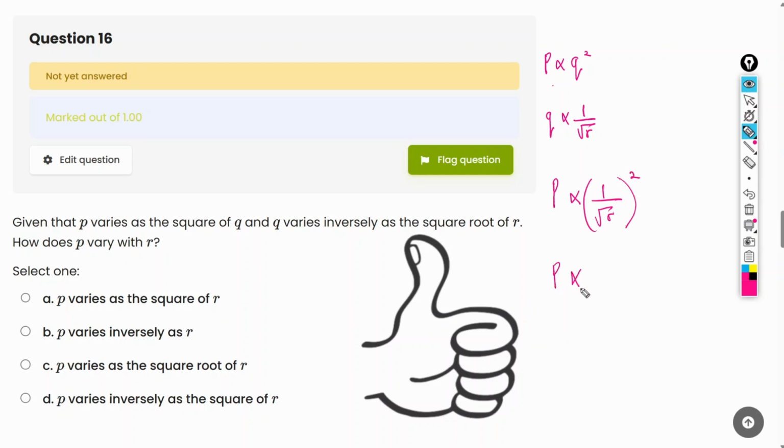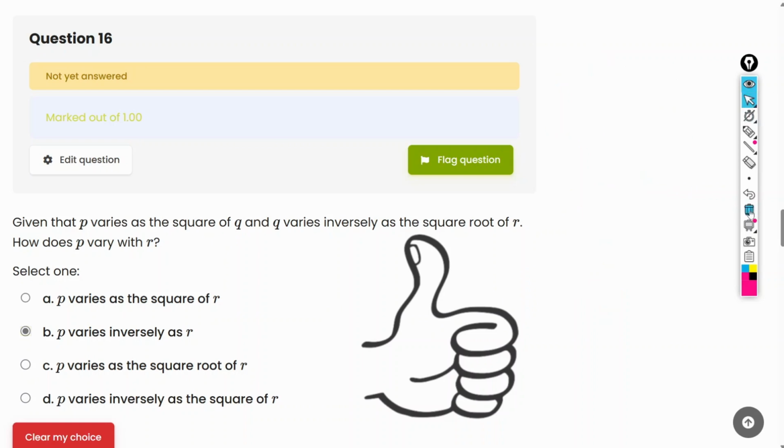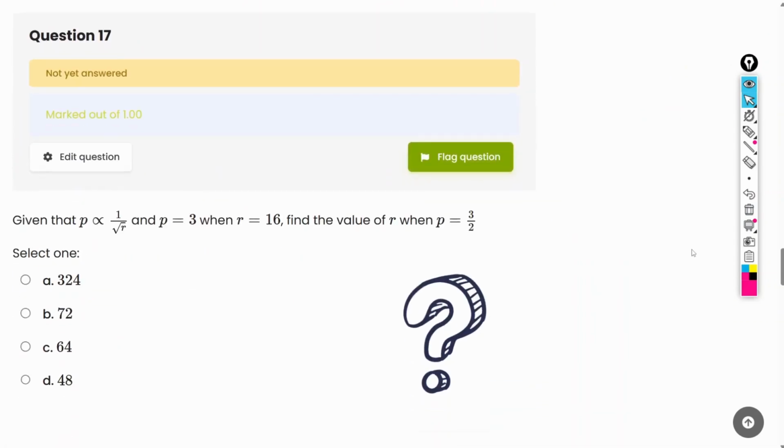So p is inversely proportional to 1 over r, right? 1 squared is 1, root r squared is r. So I would expect the answer to be B. So p varies inversely as r. That's B. So I just substituted in and then simplified. That's it for 16.